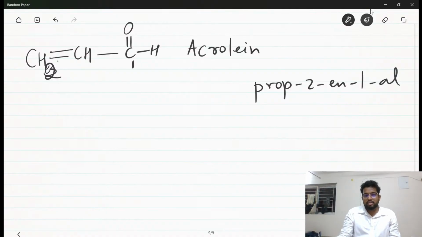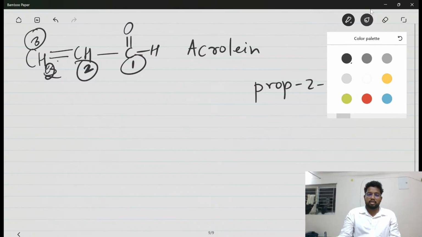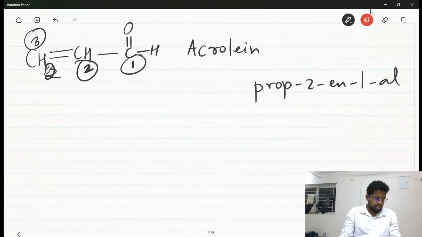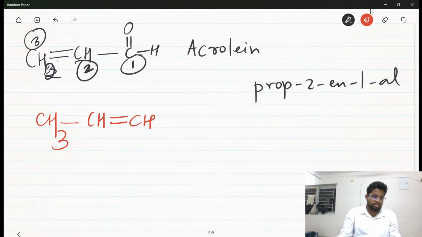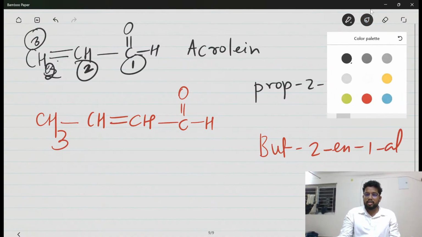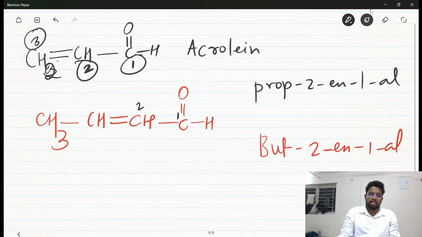Aldehyde. So numbering 1, 2, and 3 here. Now similarly, if I go to the next molecule which I have to discuss, this one: CH3, CH double bond CH, C double bond O, H. That is nothing but 2-butenal. Numbering again starts from this one only, and we get first carbon, second carbon, third carbon, fourth carbon.